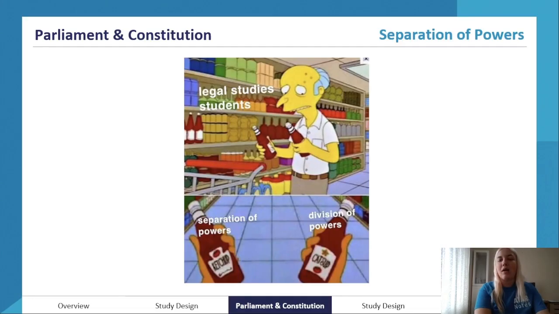So this is exactly how I would remember it, and I think it's really easy to remember if you view it this way. Division, how powers are divided between Commonwealth and state level parliaments, hence division into those exclusive, residual, and concurrent. Separation, how we prevent corruption by separating all of the key lawmakers and ensuring that there's no overlap of roles. So a member of parliament can't be a judge and so on.